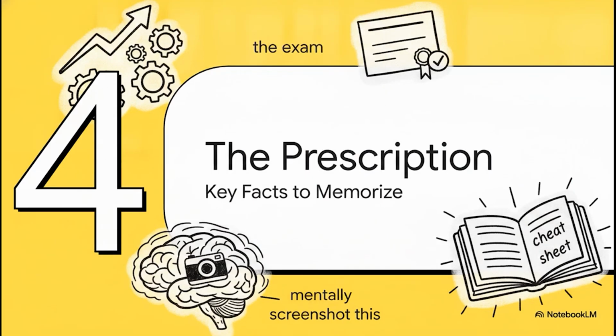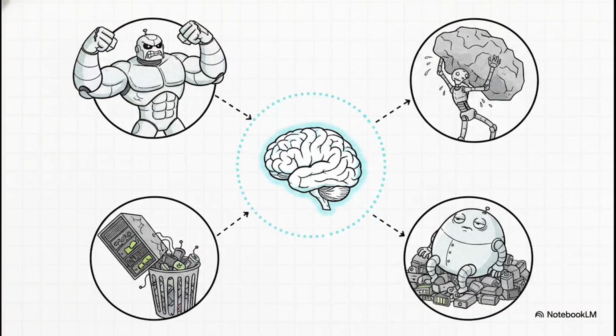Which brings us to our final review section. Section 4, the prescription. Consider this next slide your ultimate cheat sheet. You are going to want to mentally screenshot this one. Let's do a steady, rapid-fire rundown of the absolute must-memorize facts required to pass the NCP-MCI 7.5 exam.